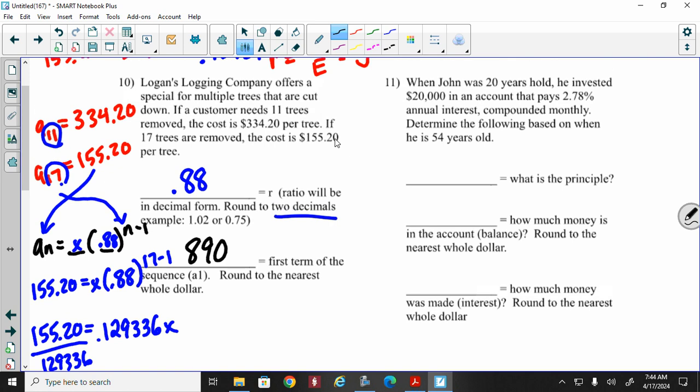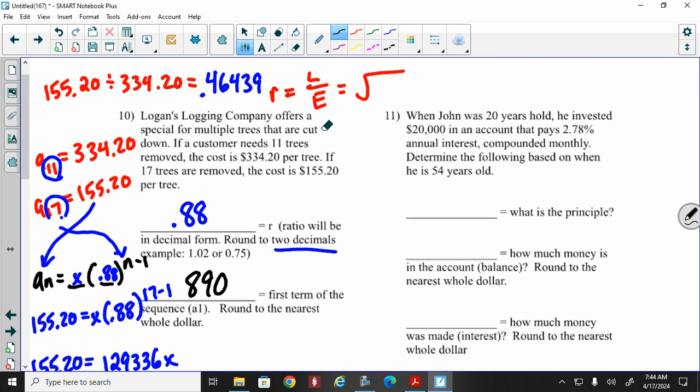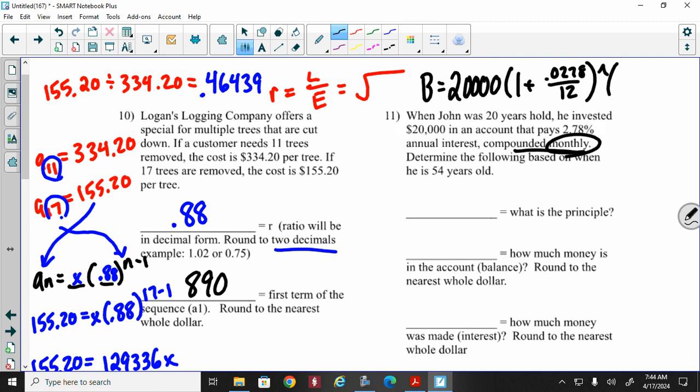All right. Moving on. Okay, so here we go. Some more investment questions. When John was 20 years old, he invested. Here we go. Compounded monthly. That's the big boy. That's B is equal to. I'm just going to go ahead and write how I type it into the calculator. 1 plus 0.0278. It says monthly, so that means 12. 12 times, it was 20 years old, 54 years old. That's 34 years.